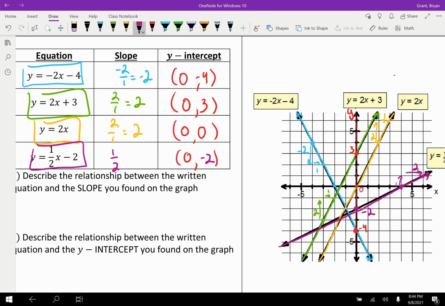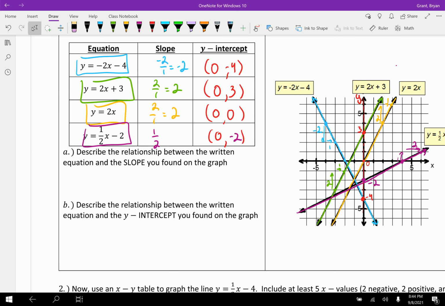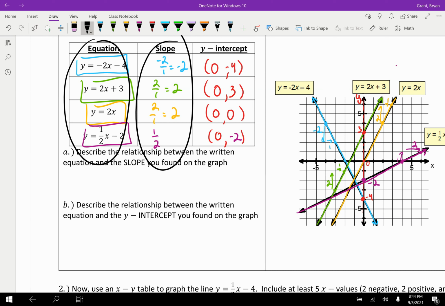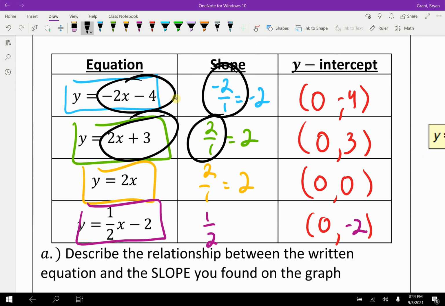Alright, well, now that we have this filled out, let's look at these two questions, because these are actually two very important questions for the day. Part A says, describe the relationship between the written equation, and the written equations is this section right here, and the slope that we found on the graph. So I think maybe we should kind of compare equation to slope. We have this equation, this slope. Do we see any connections? Do the connections match here, and here, and here?